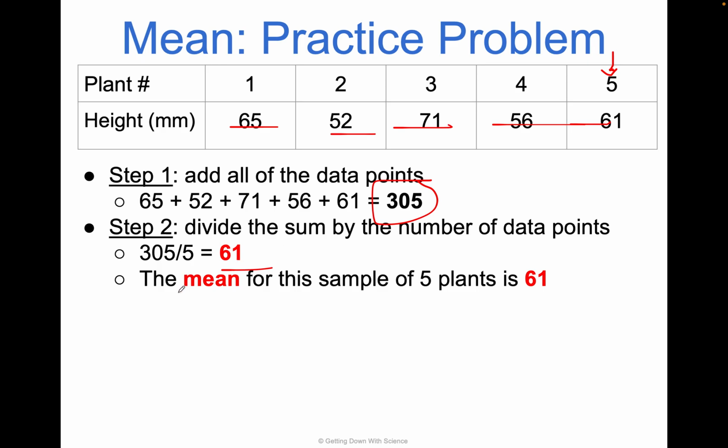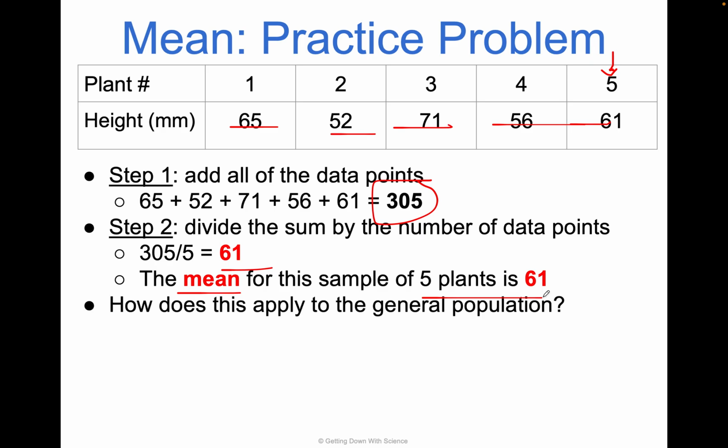They rounded up. No big deal. The mean for the sample of 5 plants is 61. So that's how you would say it in words. Okay? Pretty straightforward, pretty easy. It's getting an average of something. So how does this apply to the general population?